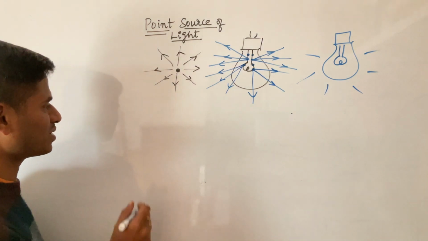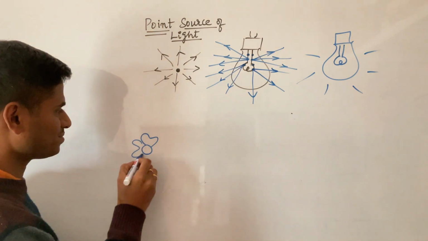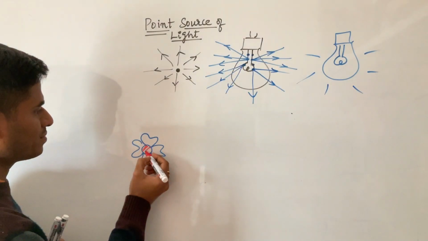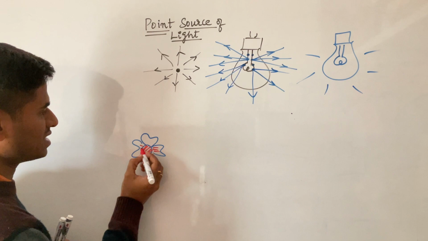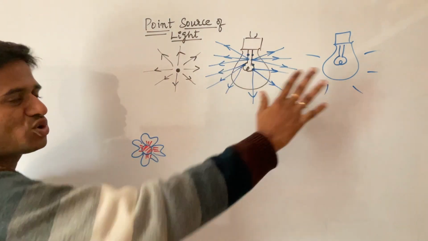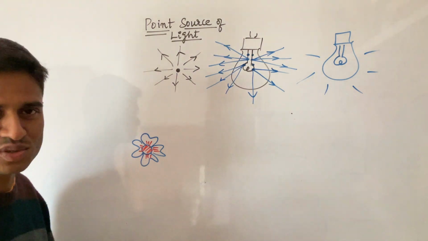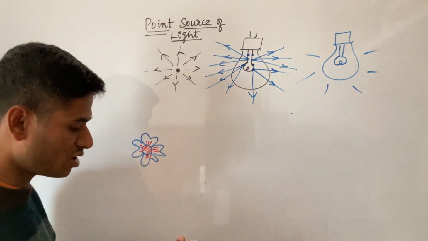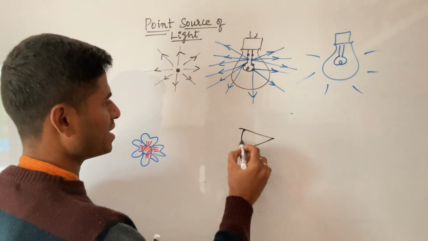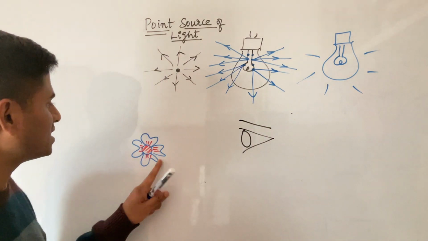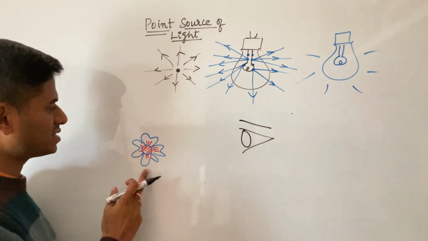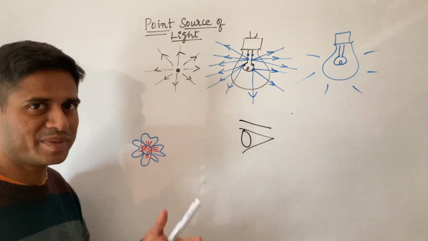Now let us say in this particular room you have a flower. If there is no bulb, if there is no light in this room, there is no sunlight, nothing, I can't see the flower, although I may be just standing in front of it. My eye may be here, but if there is no light, I can't see the flower. But once I switch on the bulb, immediately my eye sees the flower. How is it happening? Let me explain.